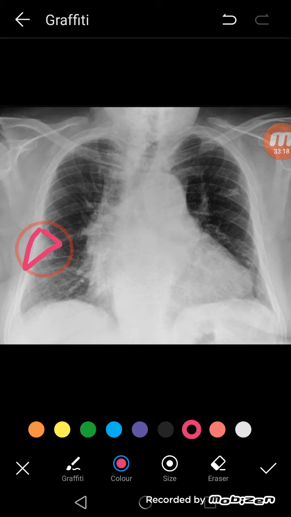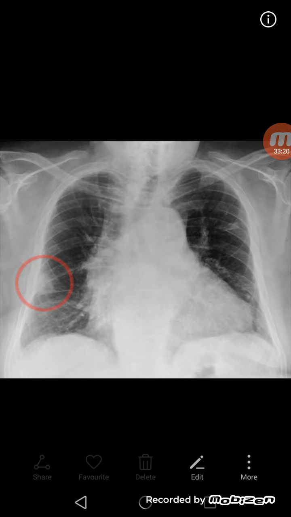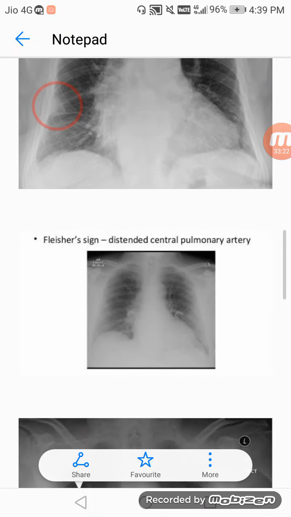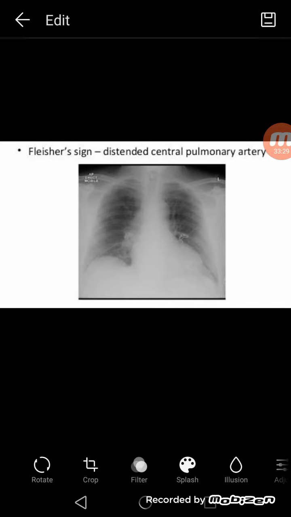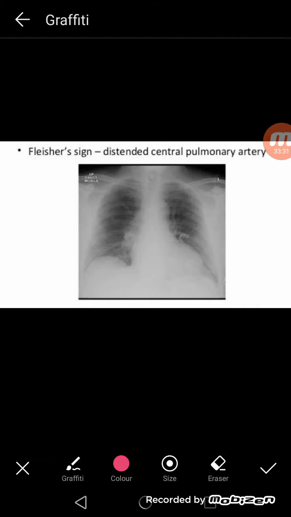This is one of those 3 features that they will always expect you to know. Easy ones. Okay, now Fleischner's sign. It's written Fleischner's sign, distended central, which means the main or the central pulmonary artery is distended. How do we make this out? I'm going to tell you.